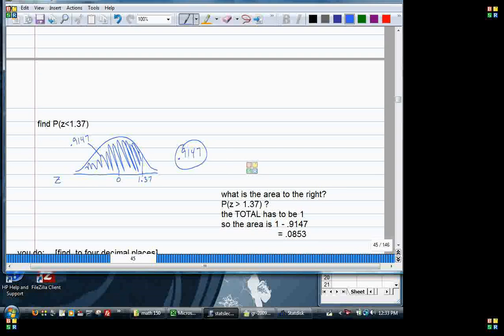Notice that Excel will always, for the normal distribution, tell you the area to the left. This is one of the main reasons why it's very, very important to draw the picture. When you draw the picture, it forces you to remember which area you're finding.